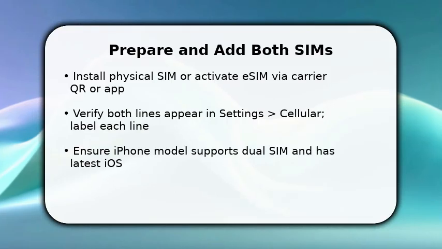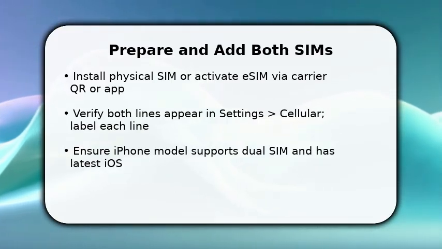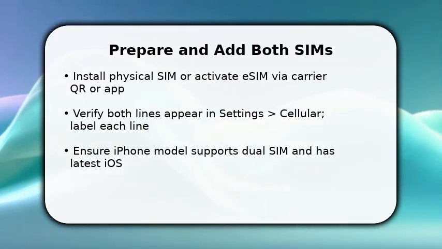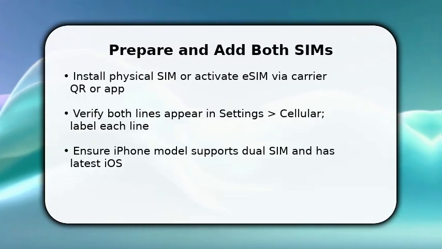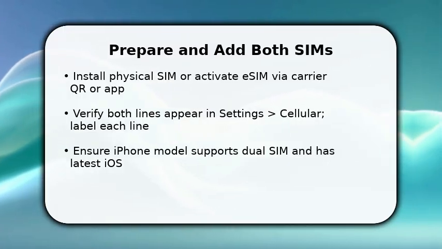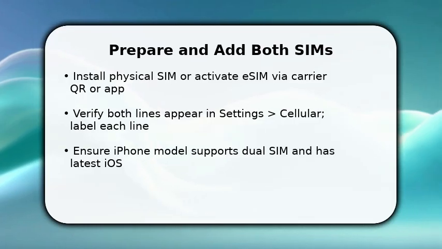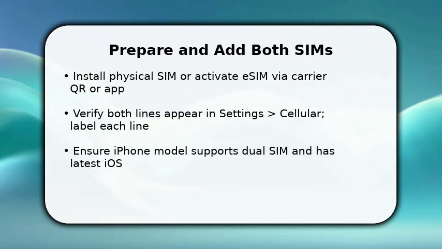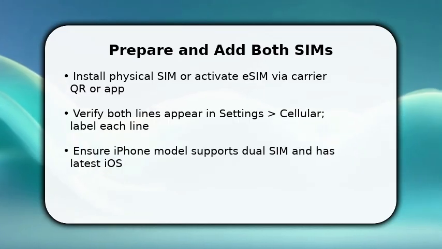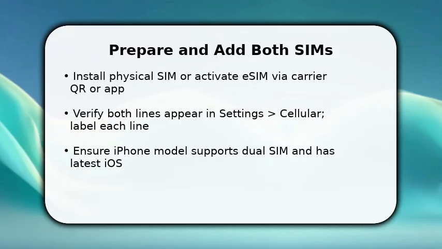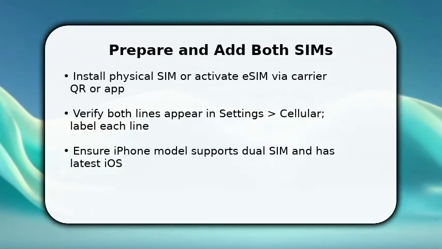You're starting now. Insert the physical SIM and scan your carrier's eSIM QR, or activate the eSIM in the carrier app. Once both profiles appear, go to Settings, Cellular, and label each line so you know which is primary or secondary. You do this because clear labels prevent calling mistakes later. Make sure your iPhone supports dual SIM and update iOS. Once done, you're ready to pick which line handles voice and which handles data.